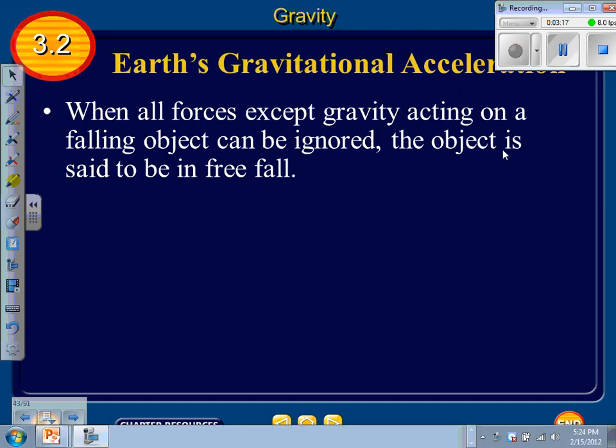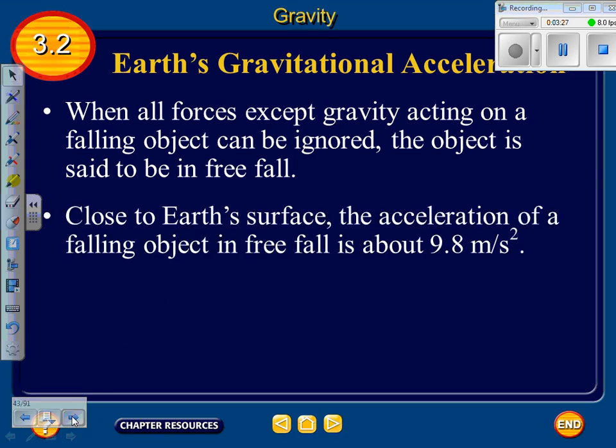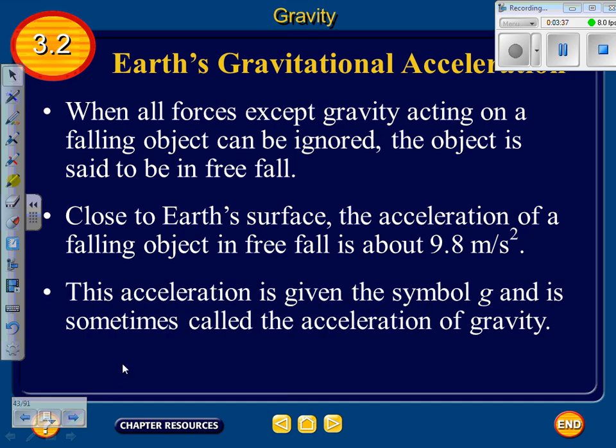Earth's gravitational acceleration. When all forces except gravity acting on a falling object can be ignored, the object is said to be in free fall. Close to Earth's surface, the acceleration of a falling object in free fall is about 9.8 meters per second squared. This acceleration is given the symbol g and is sometimes called the acceleration of gravity.